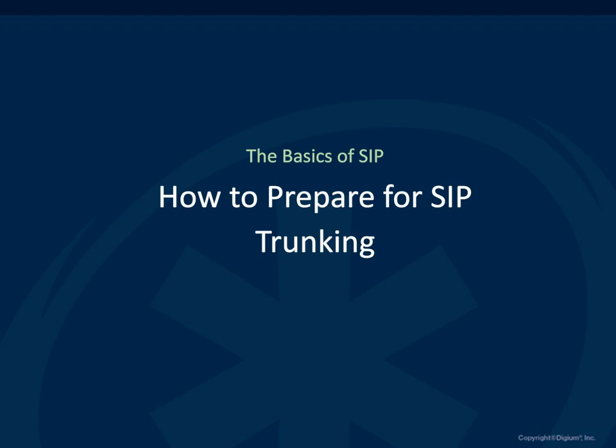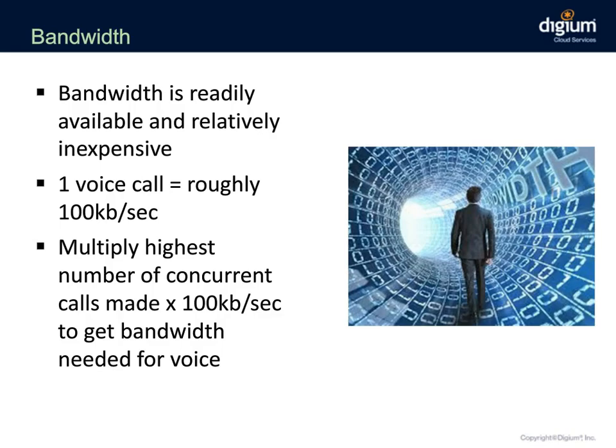Because the last thing you want to do is have dropped calls or bad call quality because you don't have the right infrastructure in place. So let's take a quick look at what that is. So the first one is bandwidth. Bandwidth is, for lack of a better term, kind of the lifeblood of SIP trunking.